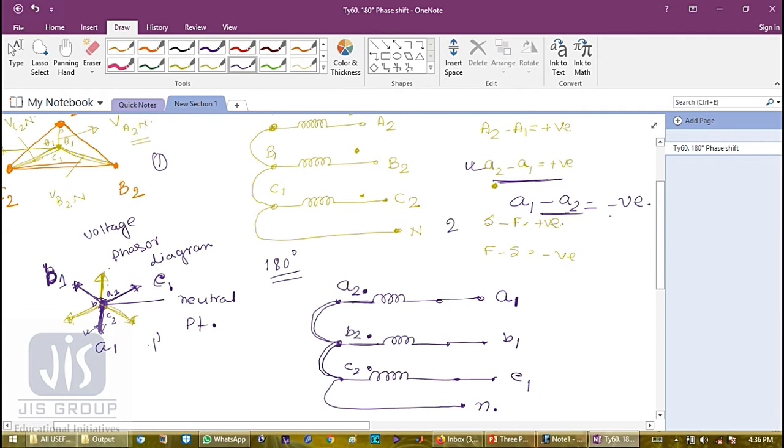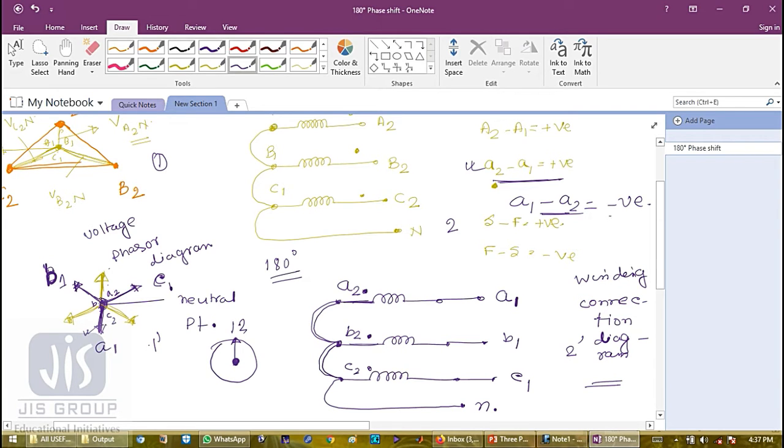And this 2 and 2 dash is my winding connection diagram. Okay, and the clock diagram is very simple. You draw your clock, you keep the minute hand in 12 o'clock, which is the fixed position, and keep the hour hand in 6 o'clock position, which gives my 180-degree phase shift. So this is the clock diagram. So 3 diagrams I have drawn for Yy6.